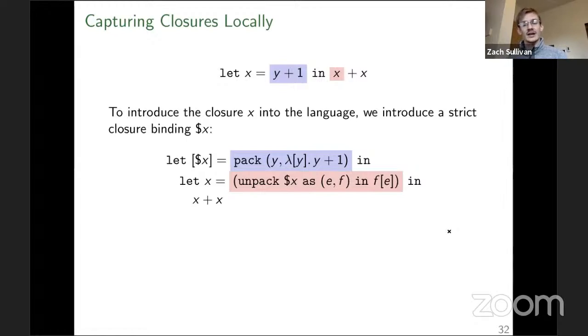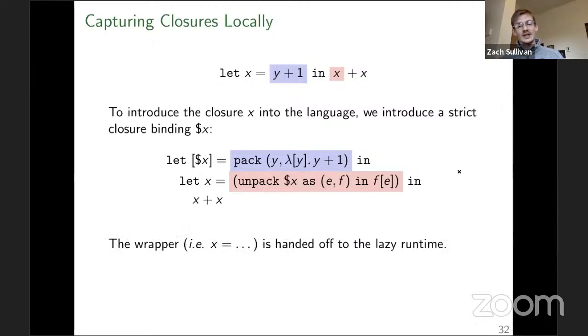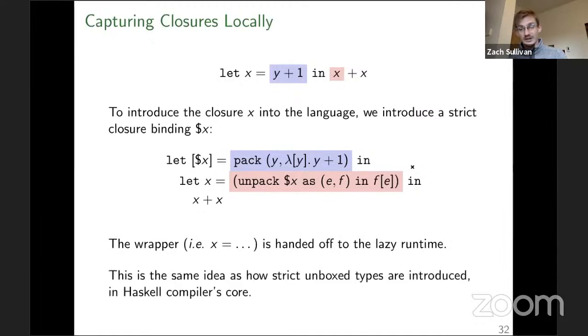And then, for eliminating it, we create a new wrapper function for x, or wrapper expression, which will tell the lazy runtime how to access this closure. The wrapper, which is in red here, is handed off to the lazy runtime, but the blue part here is strict. So we're mixing evaluation strategies.